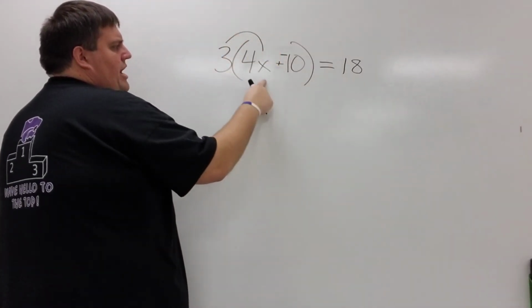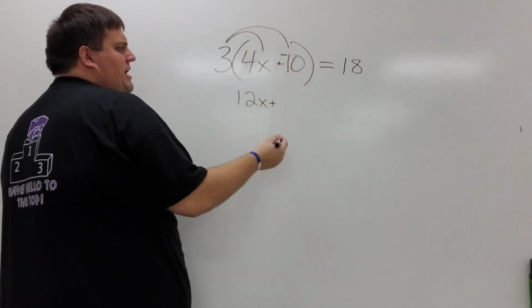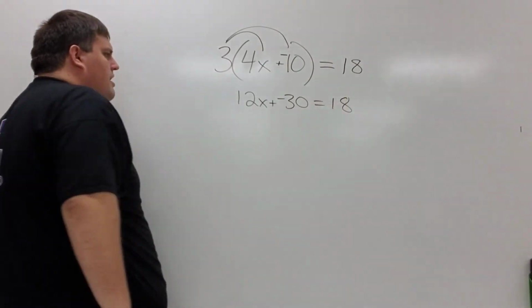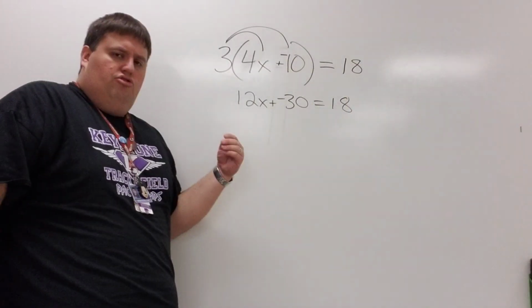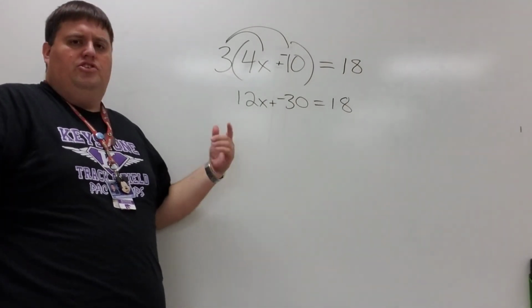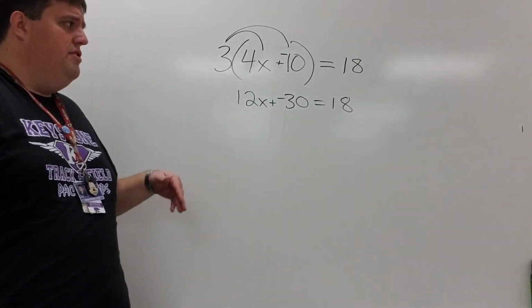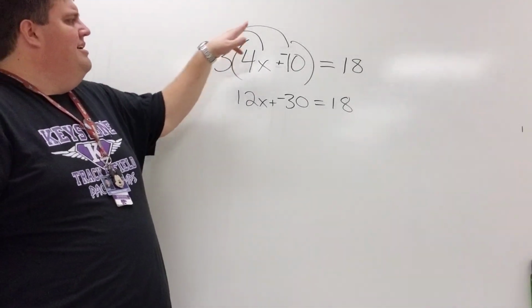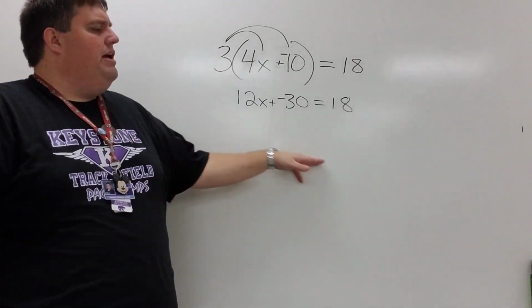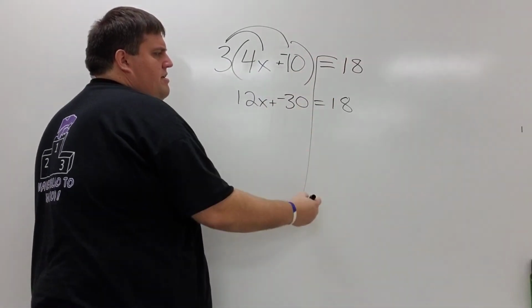So 3 times 4x is 12x. 3 times negative 10 is negative 30. And notice that now that we've distributed that 3 through all of this stuff, we are left with just a two-step equation like we've been doing for the last 2 days. So the only new step we're adding is right here, distribute to all the stuff inside, and then we can go through and use the same rules that we've been using to solve from there.